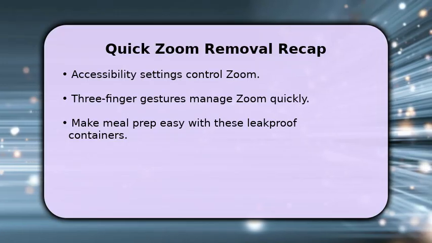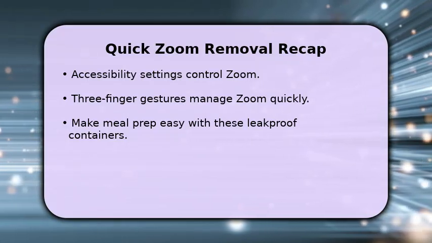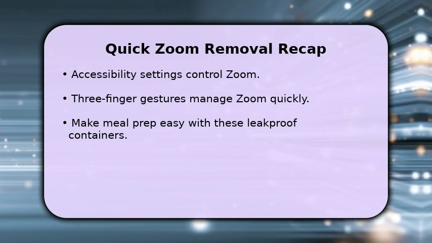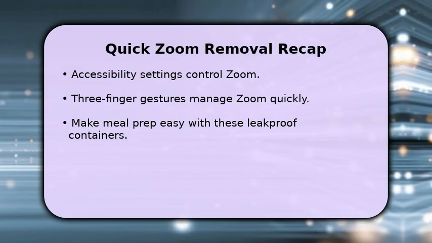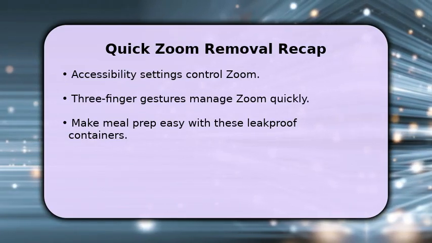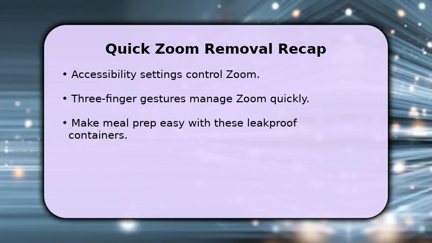To quickly recap, the primary way to manage Zoom on your iPhone is through the accessibility settings, where you can toggle it on or off and customize its behavior. Remember that a three-finger double tap is a handy shortcut to activate or deactivate Zoom instantly.